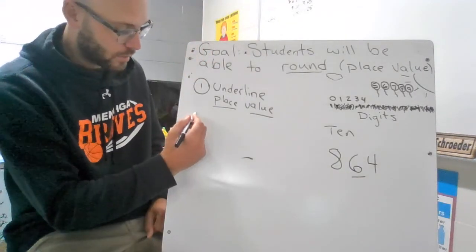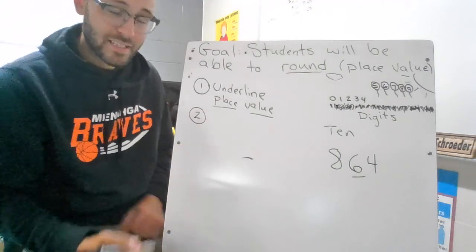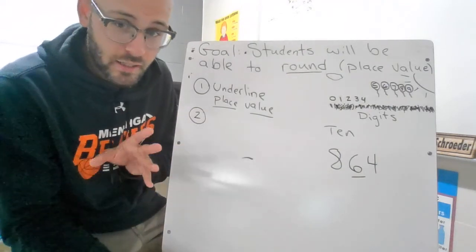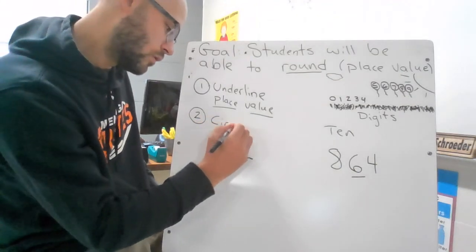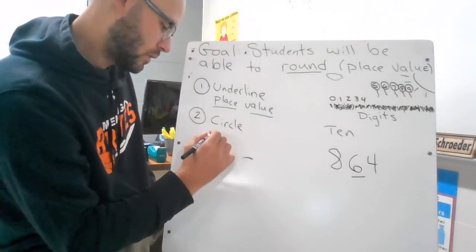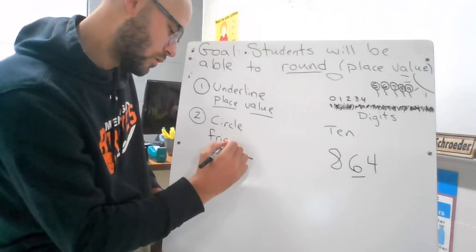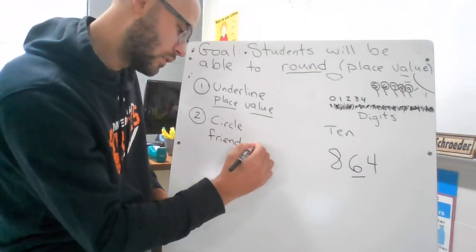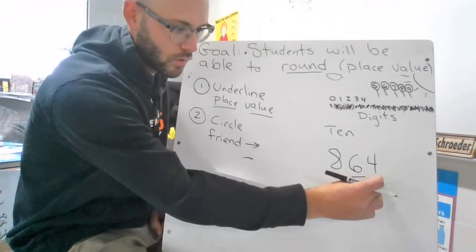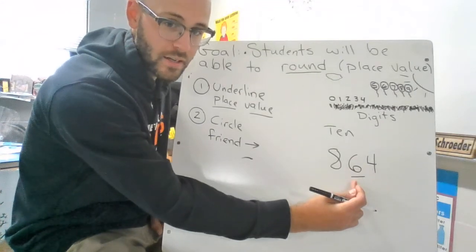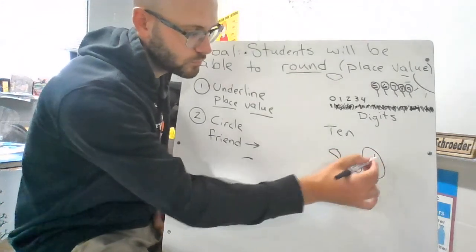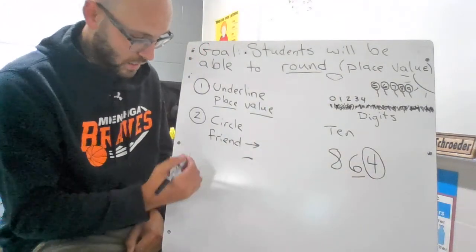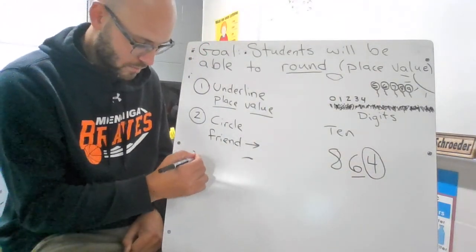I'm going to move on to step 2. Step 2 would be circling the friend to the right. So I'll say circle friend to the right. So in this case, the digit 4 is to the right of the place value that I underlined. So I'm going to circle that friend. Step 2 done already.